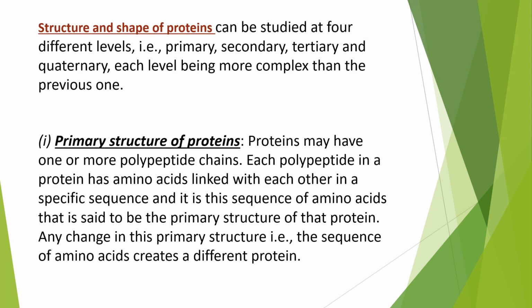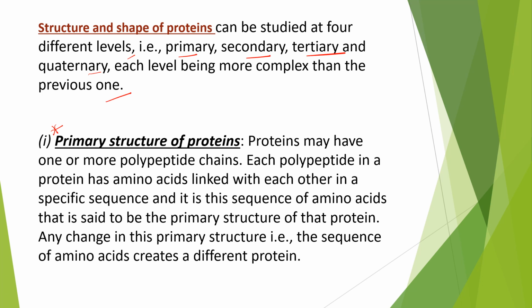So, structure and shape of proteins can be studied at four different levels: primary, secondary, tertiary, and quaternary. Each level is more complex than the previous one. So, first we will study primary structure of protein.